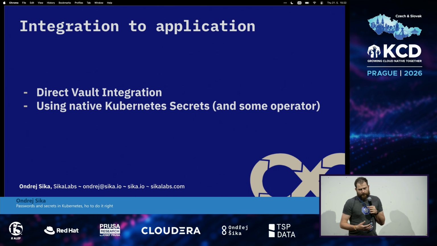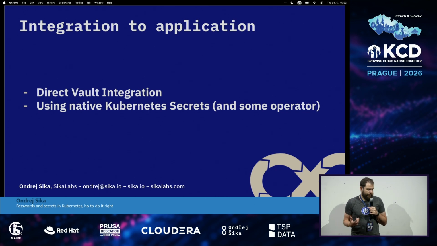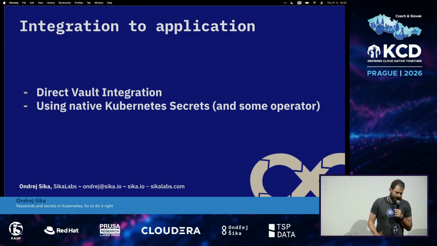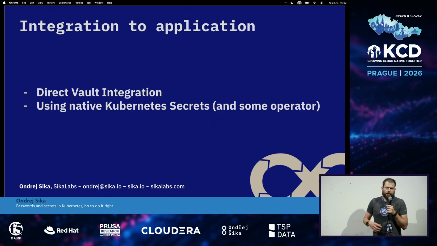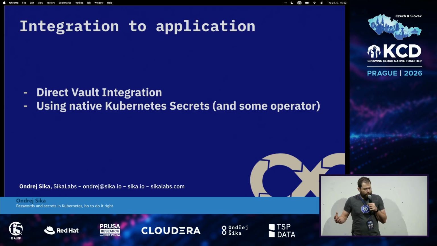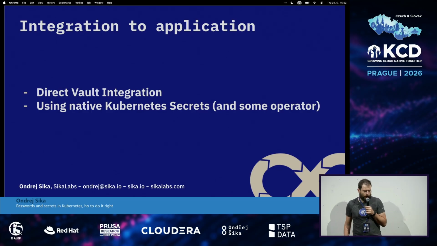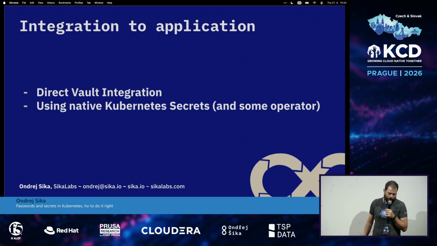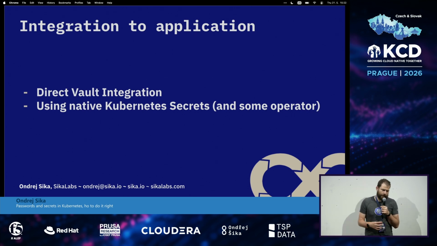So how to integrate this in our application, in our workload? We have two ways. One is direct access and direct integration within our application. So if our application, for example, if we know we will use this kind of integration with Vault, we can use some Go SDK. In my case, I use Go for that, and receive the configuration in the application itself.